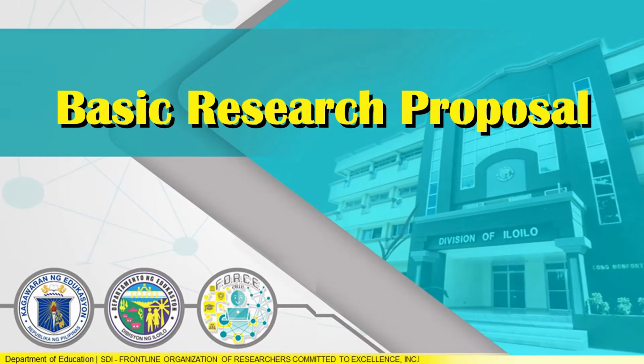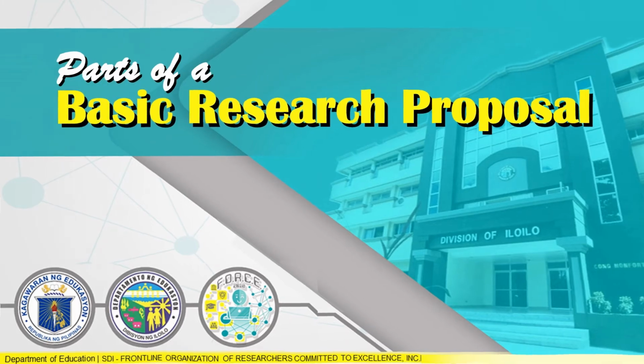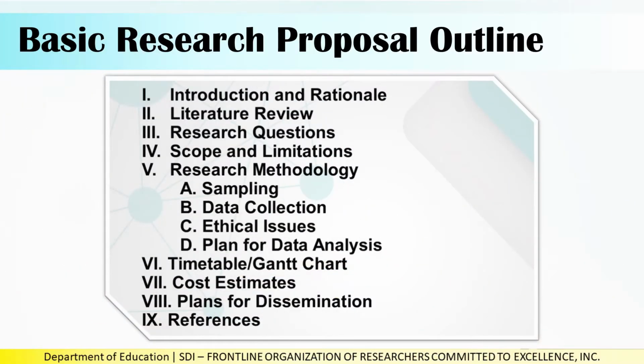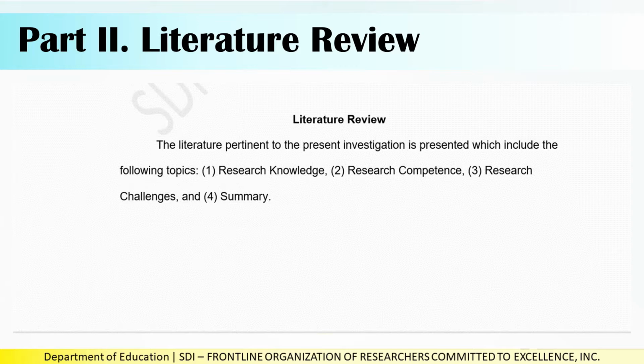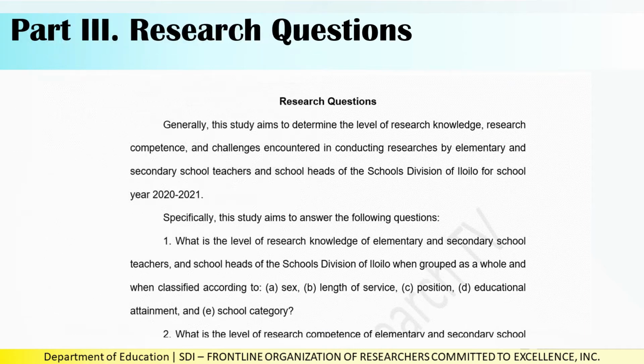Next part of this presentation is about the parts of the basic research proposal. As shown is the outline of all its parts. Part 1 is the introduction and rationale. Part 2, the literature review. Next is the research questions. Part 4 is the scope and limitations.